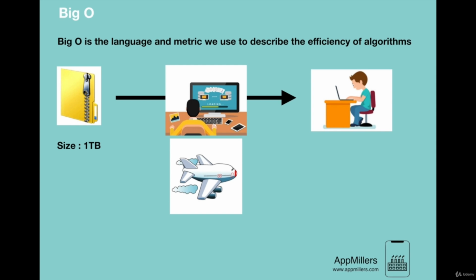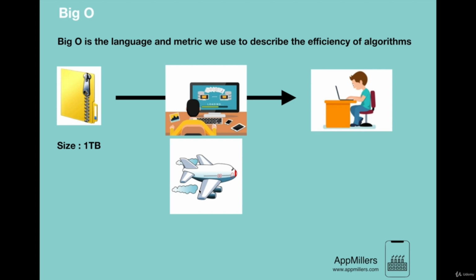This means in the first method, the time that is needed for the transfer of the file increases as the size of the file increases. On the other hand, in the second method, the time that is needed to transfer a file to a friend does not depend on the size of the file. It does not matter if we carry a 1 terabyte file or a 1 GB file, the time that is needed for the air flight is constant. So in computer science, this is called time complexity.